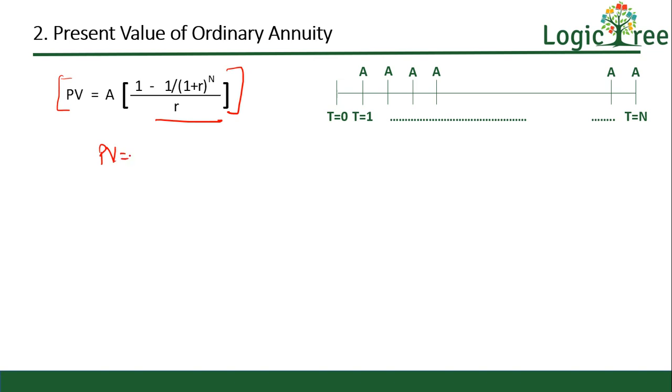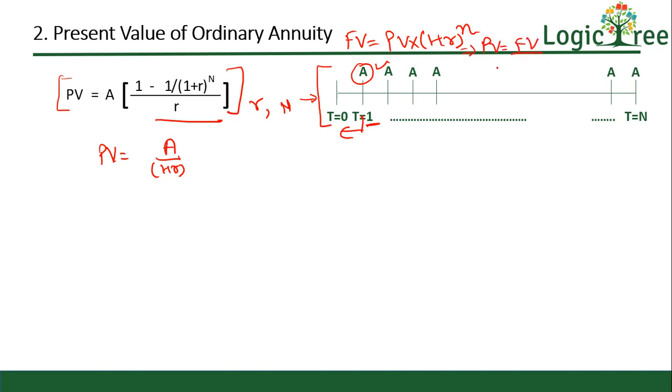let's say R is my interest rate, and N is the number of periods. So if I have to find the present value of this ordinary annuity, then this present value will be equal to the present value of this cash flow, that is A upon 1 plus R. This is derived from the formula FV is equal to PV into 1 plus R raised to the power N. So for this A, N is 1. So we can write PV is equal to FV upon 1 plus R raised to the power N. So here I am paying or receiving A amount after one period. So its present value will be A upon 1 plus R.